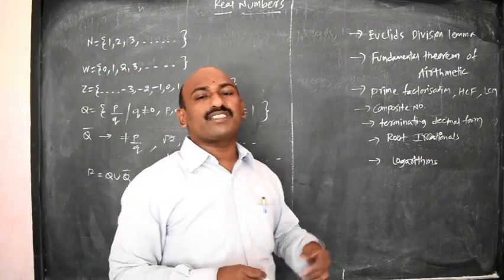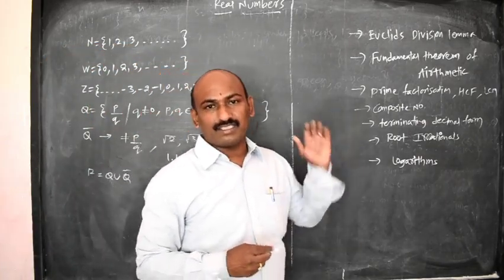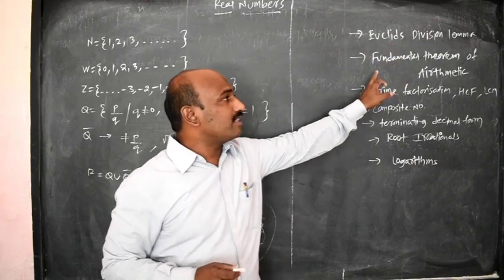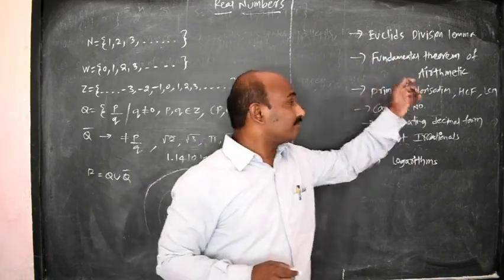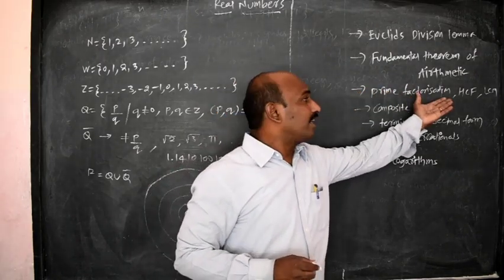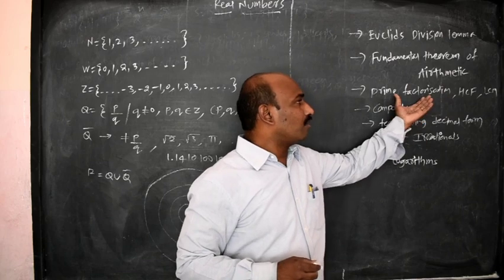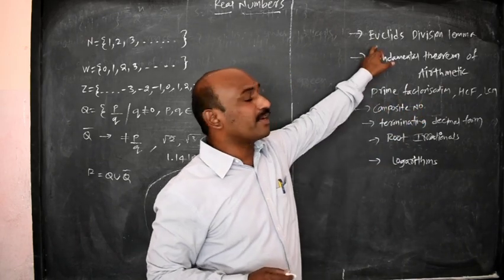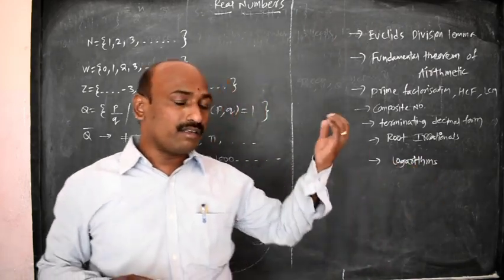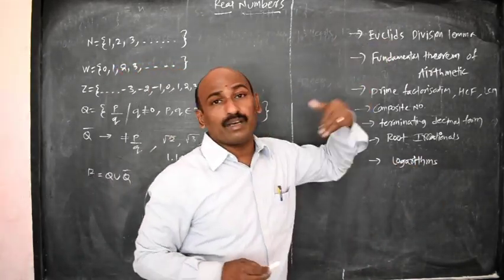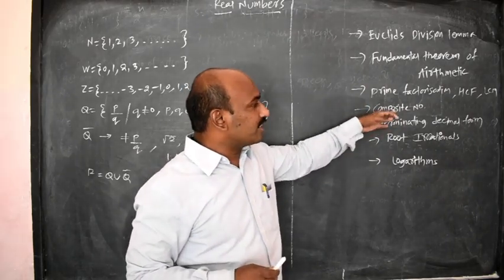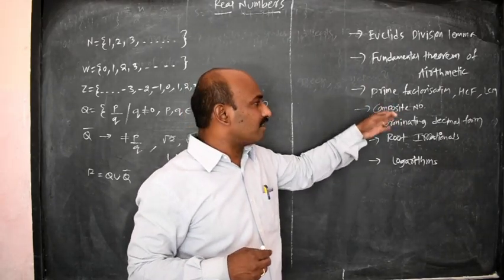And the major topics we need to cover in real numbers: the first concept is Euclid's division lemma, the second one is the fundamental theorem of arithmetic, and the next ones are prime factorization, HCF and LCM, where they can ask small 1 or 2 marks questions. And from Euclid's division lemma and HCF we can expect 1 mark, or Euclid's division lemma problems they can ask for 2 marks or 4 marks. And based on the composite number concept they can ask.